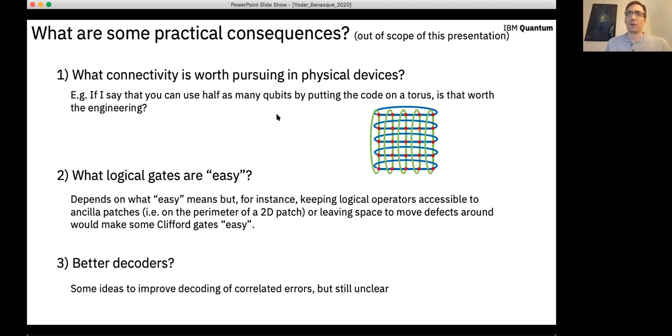And then finally, maybe we can come up with decoders to decode the whole family of codes. These may require some code-specific optimizations. We have some ideas in this direction, but it's unclear. So this is out of scope of this presentation, but it's something that the work hopefully inspires people to think about.